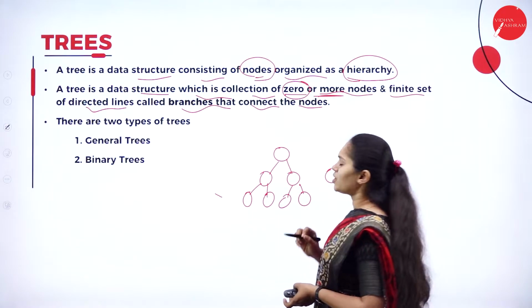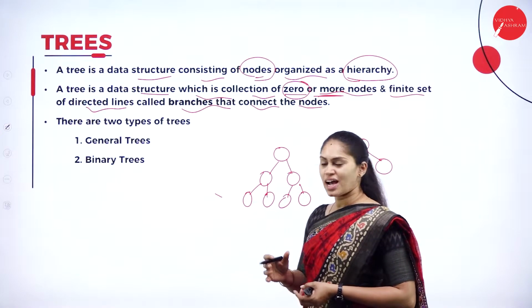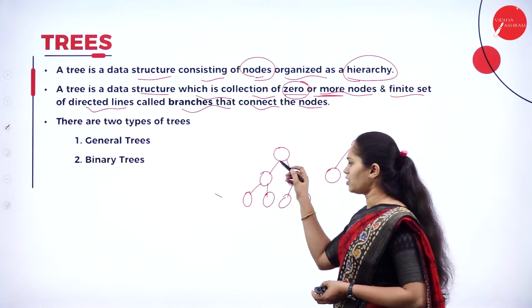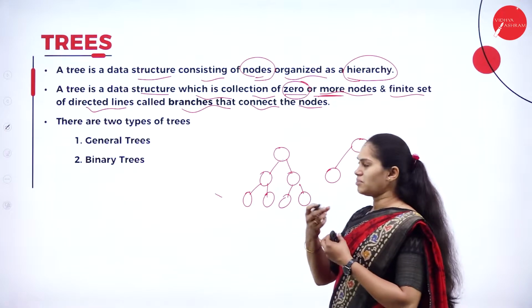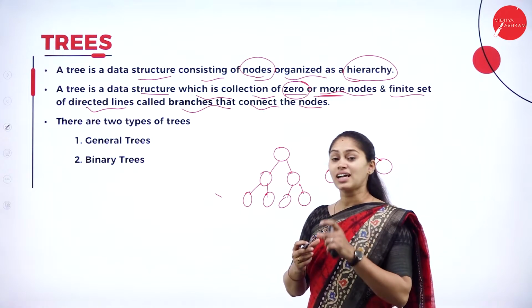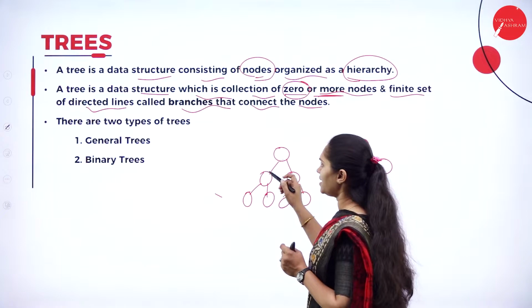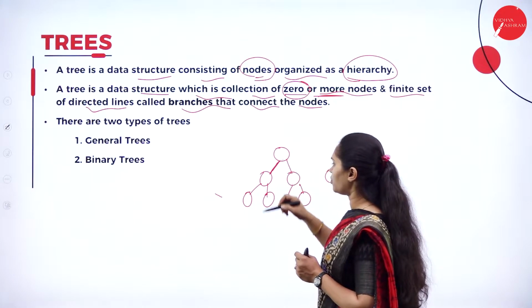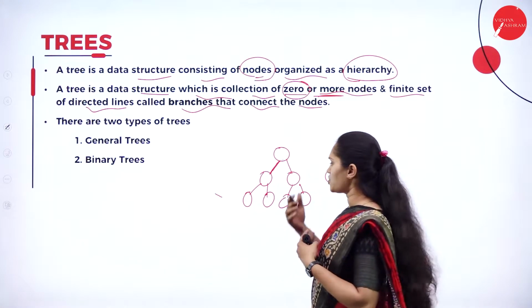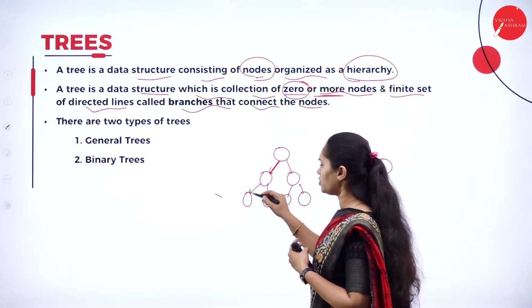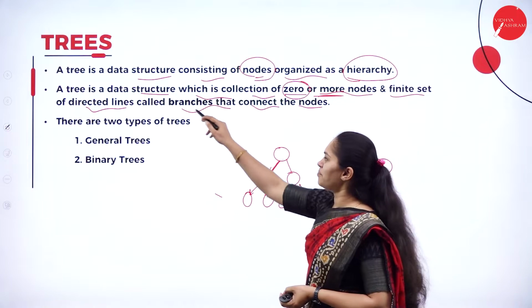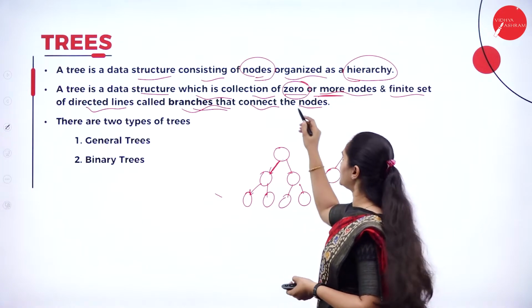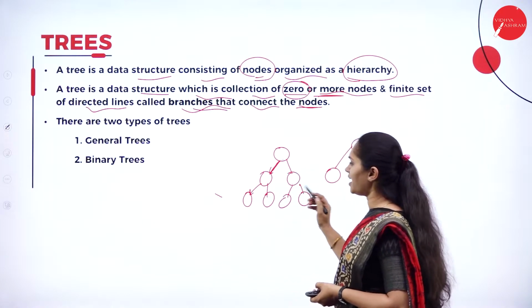It will be a collection of one or more nodes. Along with that, in order to communicate or transfer the data between different nodes, we need something in between in order to connect those two nodes. For that reason, we have some directed lines, whether bidirectional or unidirectional. So we are going to have certain directed lines. Then we are calling those branches, which will connect the different nodes. So these are all the branches.